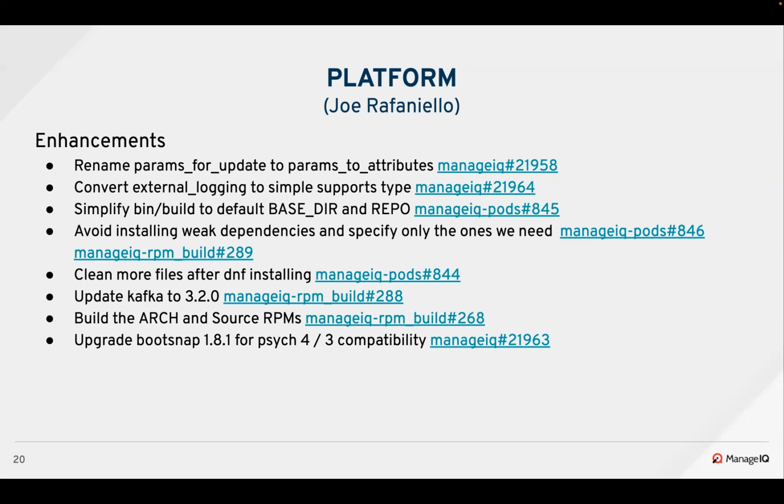He also continued to shrink the image sizes by cleaning up unnecessary files. Then Adam updated Kafka to 3.2.0 as that version dropped log4j. Brandon added the Arch and source RPMs. That allows us to have easier maintenance and be able to do fixes easier since we have these sources and the RPM spec within the source RPM. And finally, I upgraded the developer gem bootsnap, which provides faster Rails booting, to use the newer versions of Psych 3 and 4. Next slide, please.